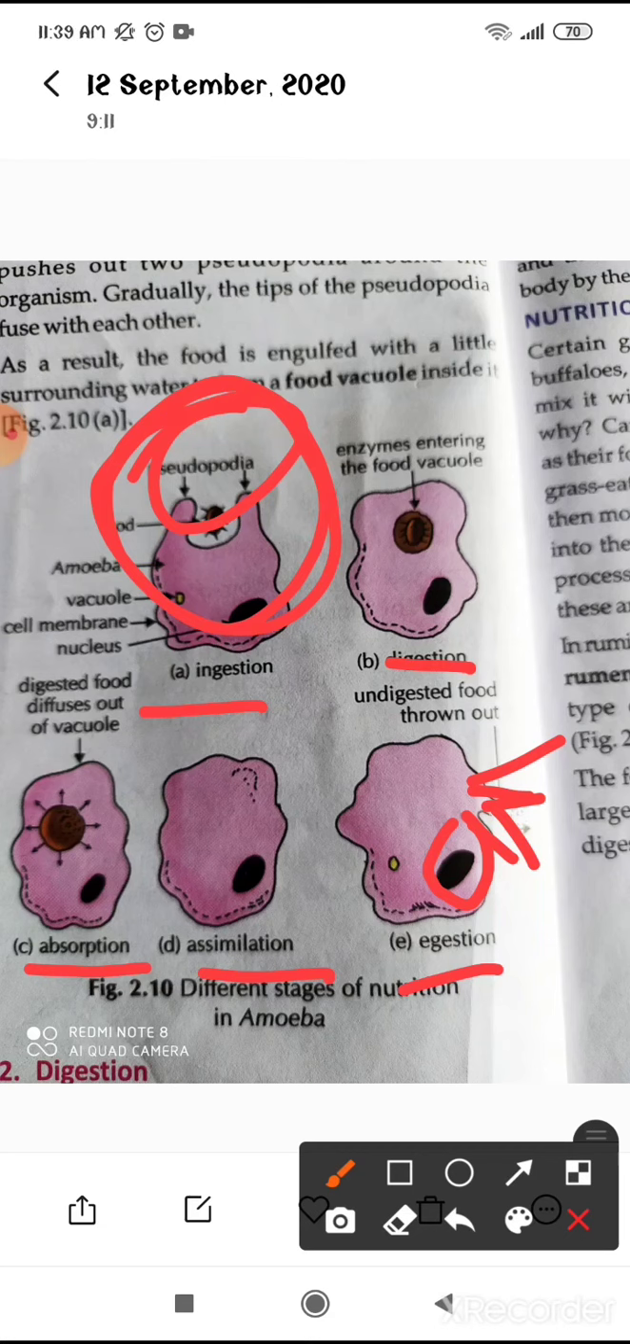Comes in the exam. Write down the nutrition in amoeba. What do you understand by the nutrition in amoeba, and describe the process of the nutrition in amoeba. So there is the 1 mark question also, pseudopodia. It is the most important topic of the chapter. Okay, most important point of the topic, that is the pseudopodia.